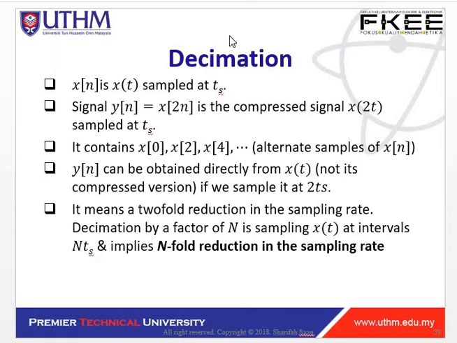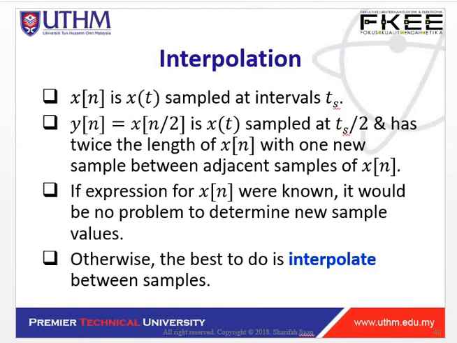After you have learned decimation, which is the process of reducing the sampling rate, we go to the process of interpolation. Interpolation indicates an increase of the sampling rate. Just now decimation was a decrease, and now it is an increase of the sampling rate. This is denoted by x[n/2], which is twice the length of x[n], with one new sample between the adjacent samples of x[n]. So you add one new sample between the adjacent samples of x[n].